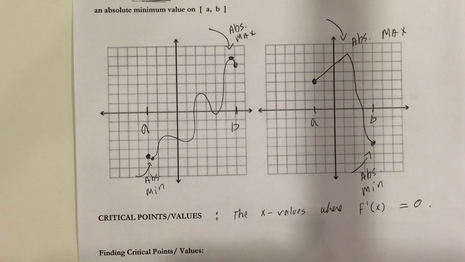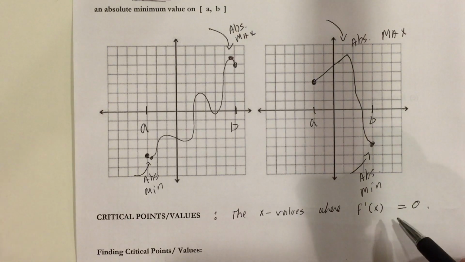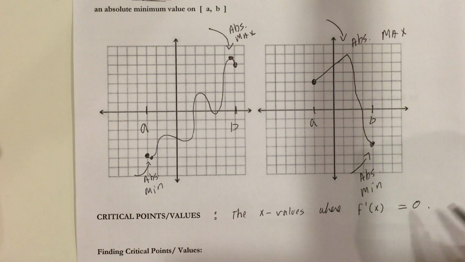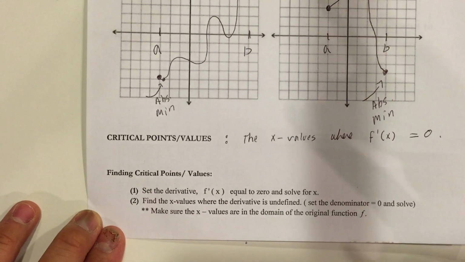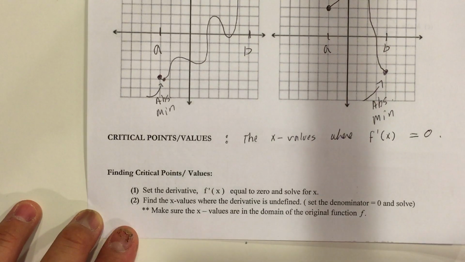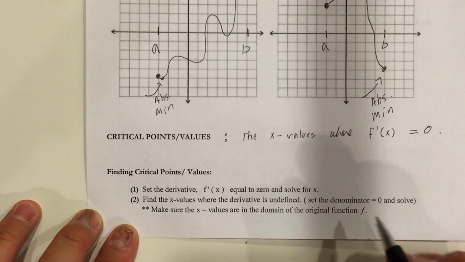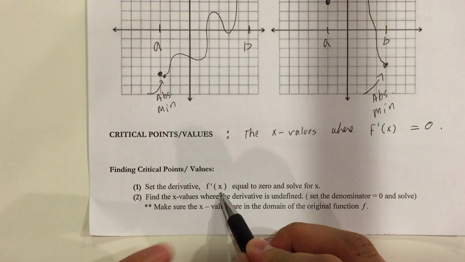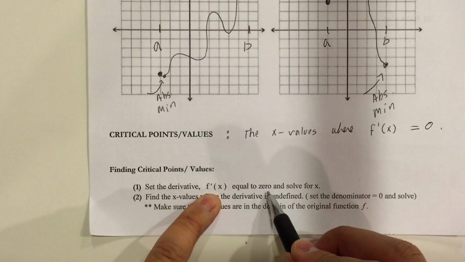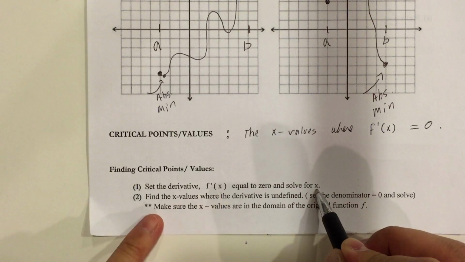The way we can probably relate to critical points is those are the points where the graph makes a turn, because where the graph makes a turn, the derivative equals 0. Okay? Now, how do you find a critical point if we have a function? Well, to find the critical point, it's actually pretty simple. You start by setting the derivative equal to 0. So set f prime of x equals 0 and solve for x.